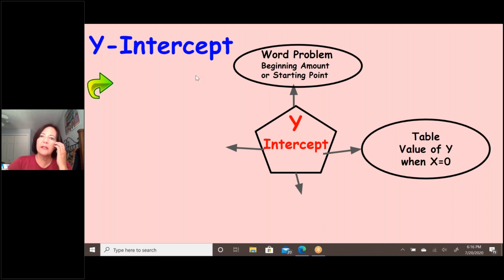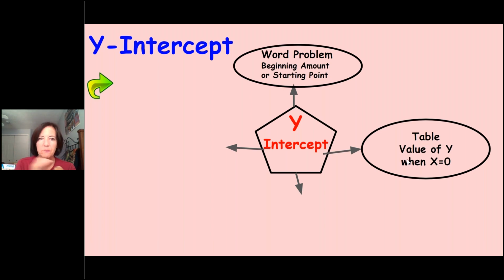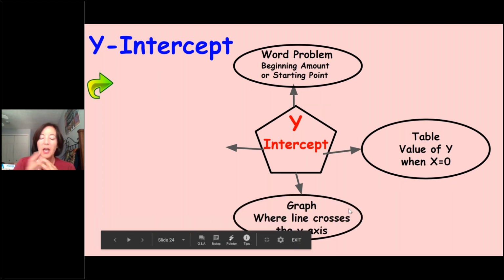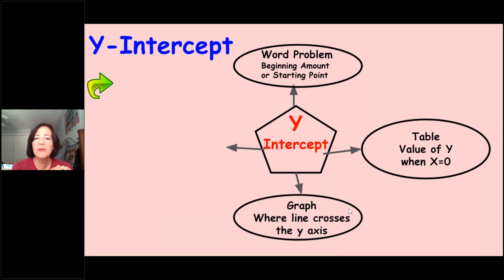In a table, the y-intercept is going to be the value of y when x equals 0. So in my previous videos, we have lots of examples of word problems and tables where you can see when x equals 0, the value next to it is your y-intercept. Today, we'll also have examples of that, but this is the more advanced kind of basic mastery lesson. So the y-intercept, when you've got a graph, is going to be where the line crosses the y-axis.